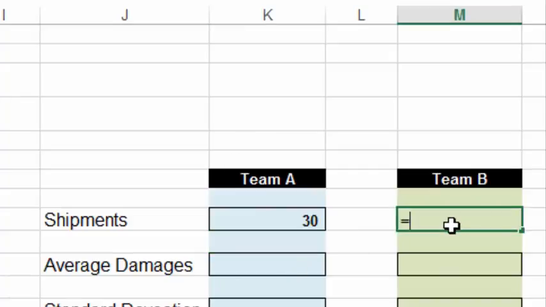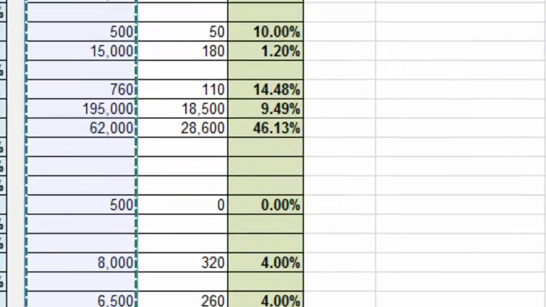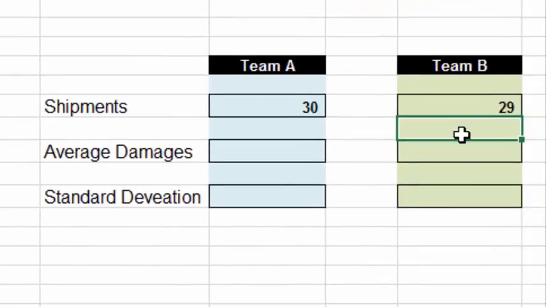And we'll do the same thing for Team B. So equals count bracket, and just highlight these cells right down to the bottom, and it will tell you that was 29 shipments. So roughly a very similar sample, but often you'll have more in one group than the other.